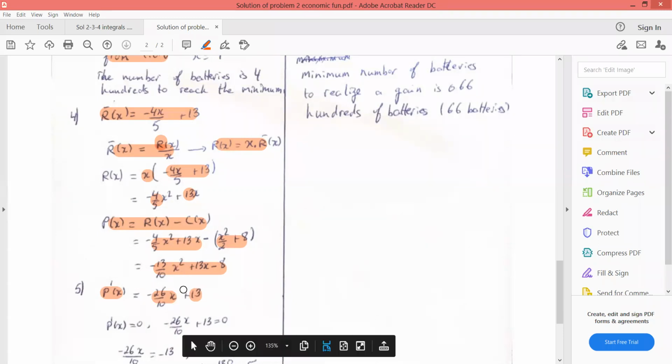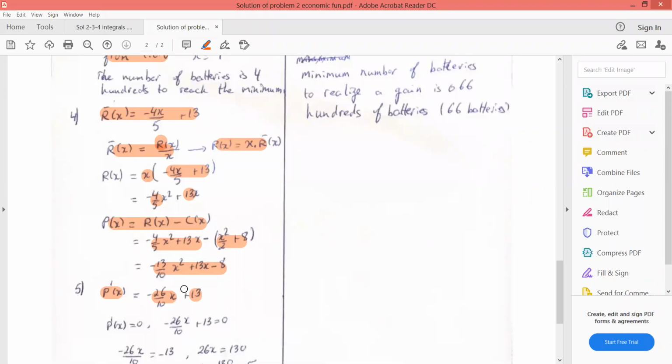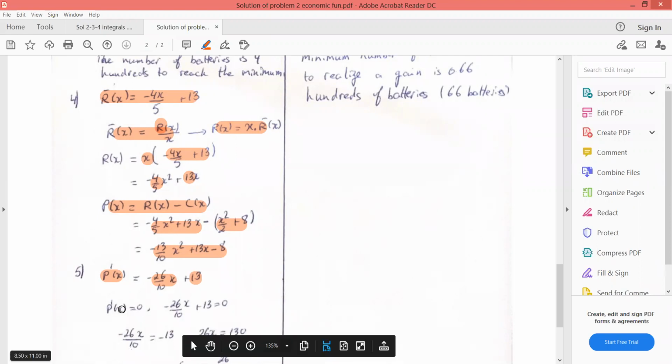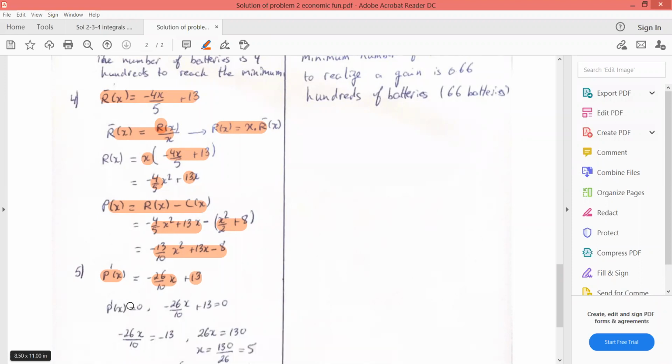Variations means the table of variations: the derivative plus the table of variations. Whenever you are asked to study the sense of variations, you have to find the derivative and study its sign. The position between the curve and the asymptote is below or above. Here, I solve p prime x equal to 0 to study its sign.